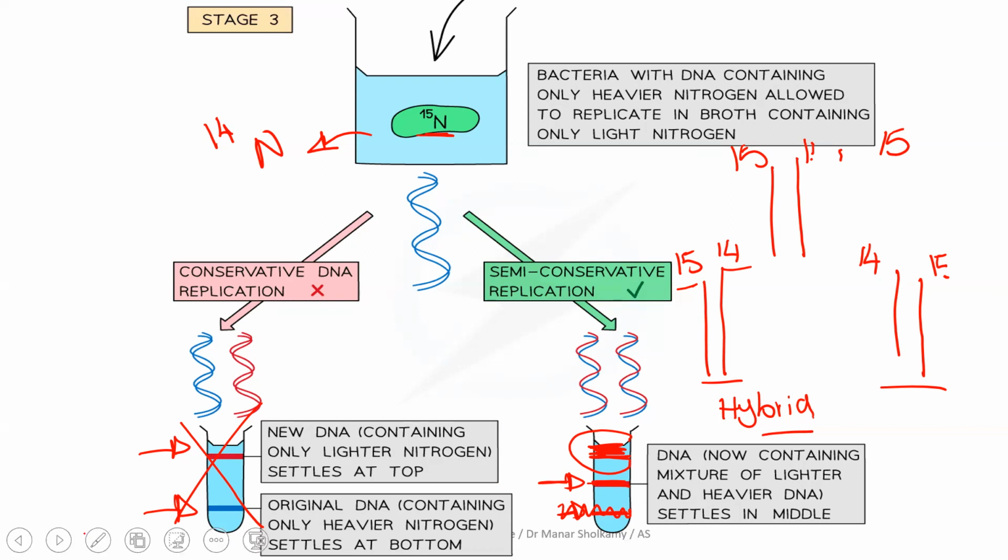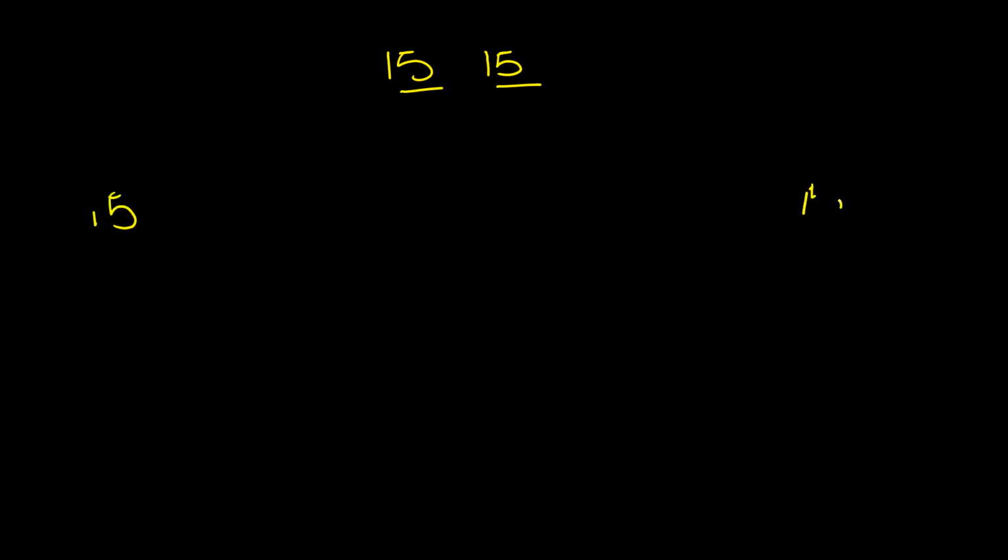So if you want to understand what happens, let's use numbers. I started with 15, 15. Every one of them represents one of the polynucleotide strands. And then these split and they make new strands, 14 and 14. So after the first round, the ratio will be 100% hybrid. And the ratio will be 1 to 1, 1 to 1 heavy and light. Are you all with me?